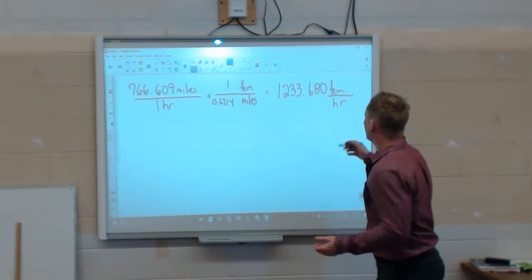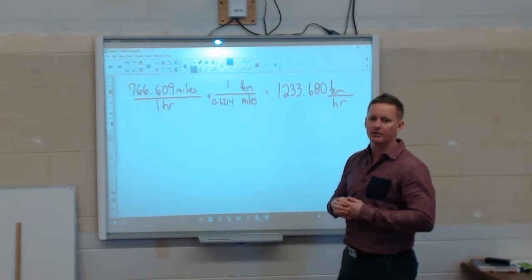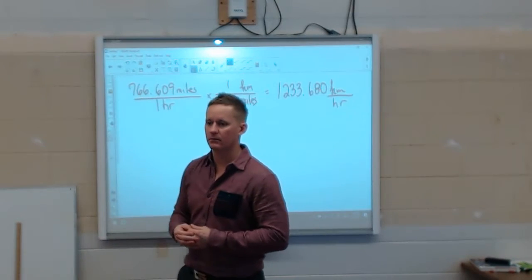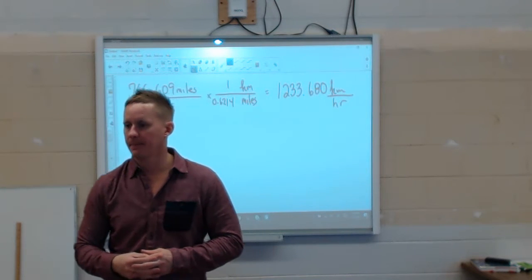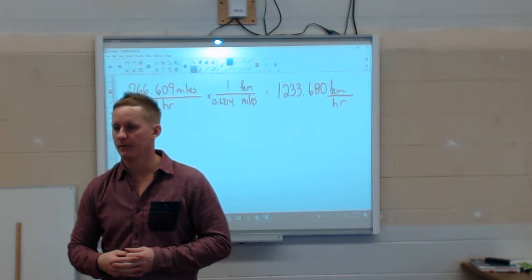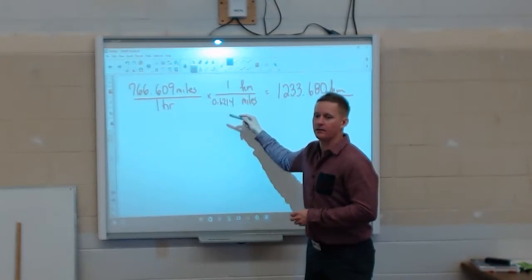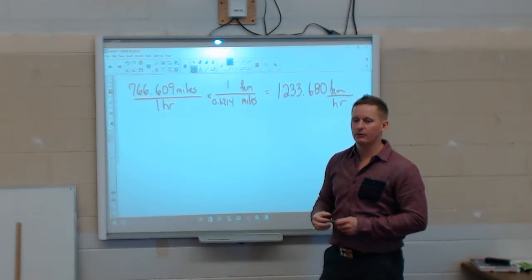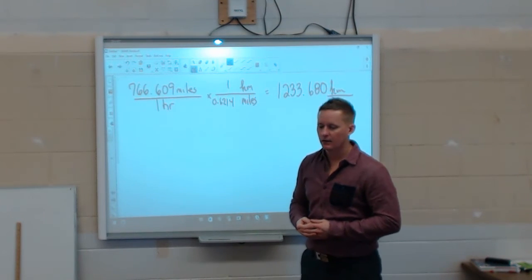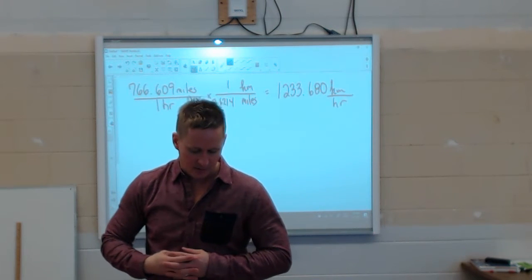So this is what we get: 1,233.680 kilometers per hour. Did you have to times that? Divide. Yeah, you could multiply if you were using 1.6. If you use the other ratio, 1.609 to 1, then you would multiply. You get the same thing, right? Okay, so that's it in kilometers per hour.